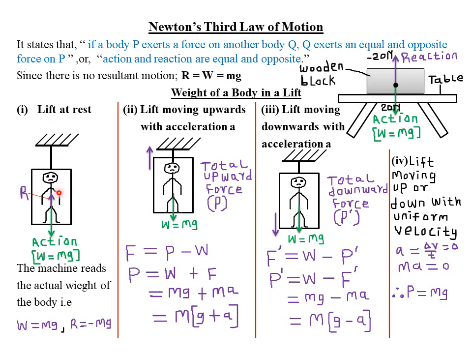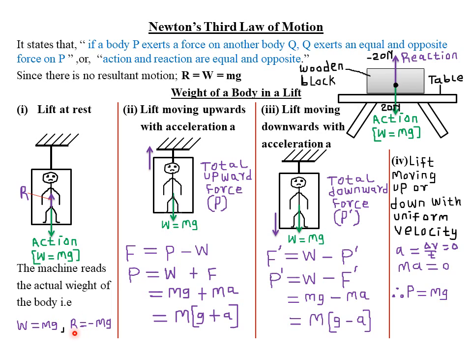So if we have a body, for example, this particular person in a lift, but when the lift is at rest or when the lift is not moving, then the machine reads the actual weight of that particular body. So the reading on the machine in this case will just be the actual or the true weight of the person, which is weight equals mass of the person times gravity.